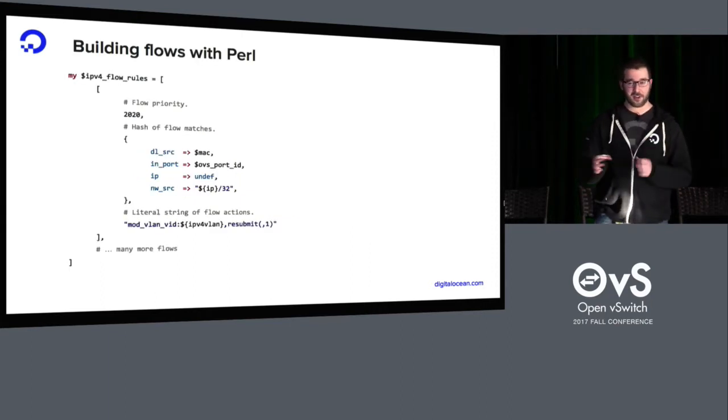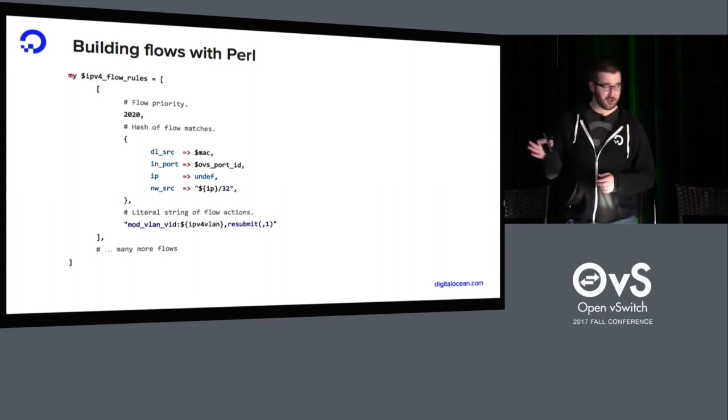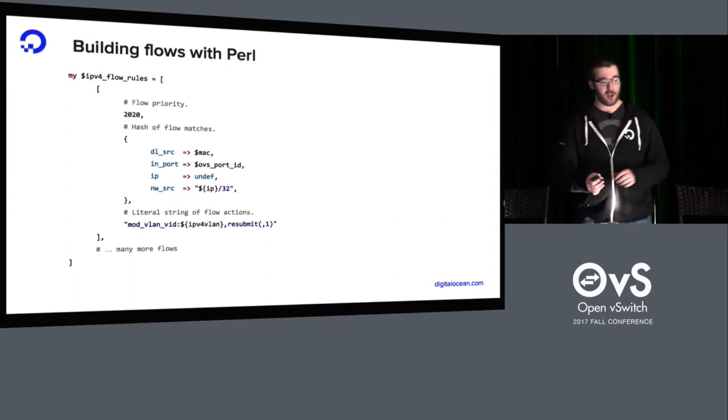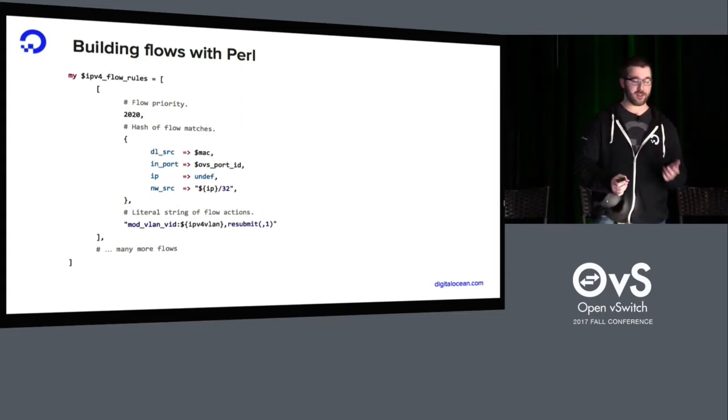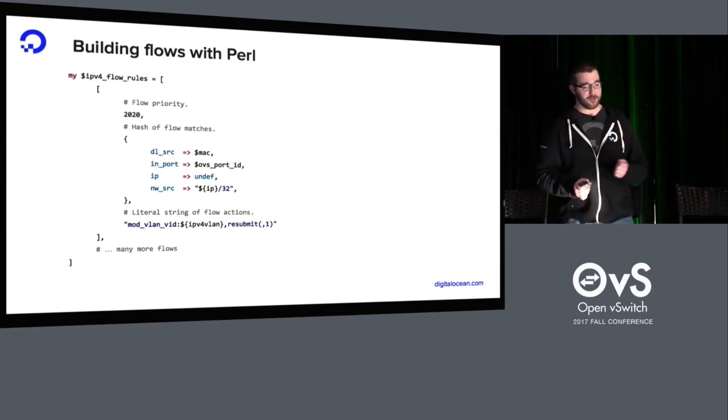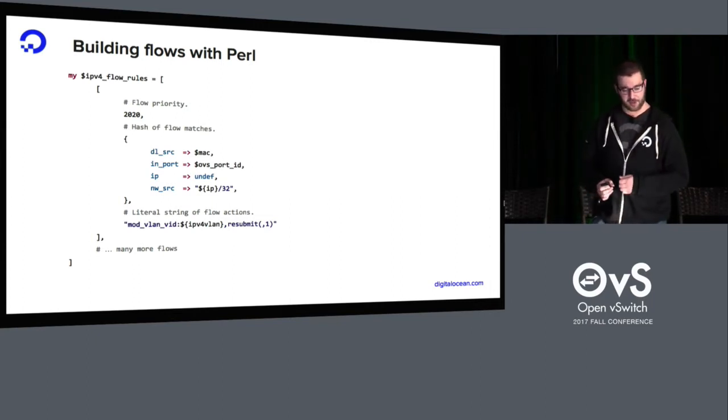So our flow rules looked a little like this. And I apologize, I hope the code comment color is OK. So here we have an array of flows, and each element of the array has a flow priority, a hash of key value flow matches in the OpenFlow format, and then a literal string of flow actions with a little bit of string interpolation there. And in this array, there are many flows.